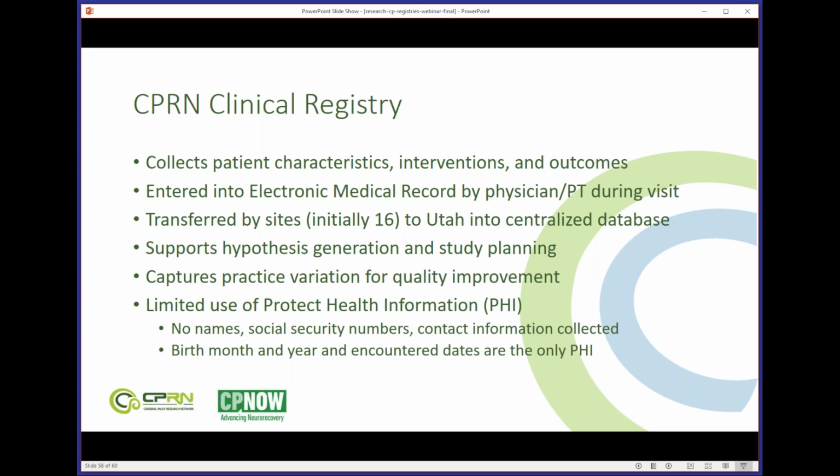And it uses what's called limited use protected health information, or PHI. So Megan was referring to birth dates as an example, and de-identified sets don't have anything that can be used to figure out who you are. We use a limited set, so there are no names, no social security numbers, no contact info in this, but we do have birth month and year, as well as visit dates and event dates if you have, like, a surgery.